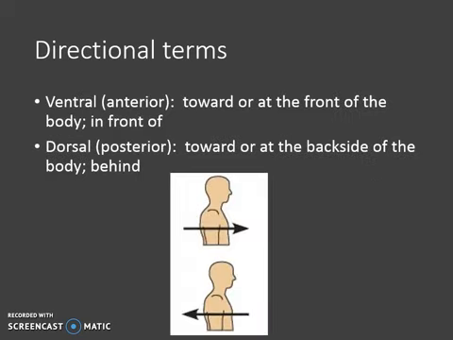Ventral, which can also be called anterior, means towards or at the front of the body. So your sternum, which is your breastbone, is ventral or anterior to the heart, because your breastbone is closer to the surface of your body than the heart is. Dorsal, which is also called posterior, is towards or at the back side of the body. So your heart would be posterior to the sternum because it is closer to the back of the body than the sternum or the breastbone is.